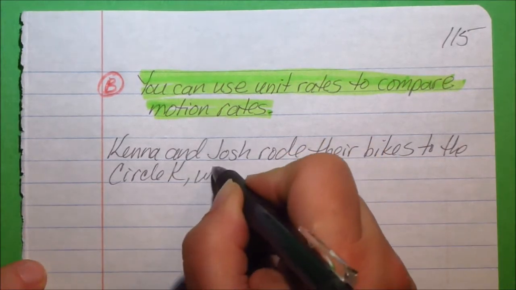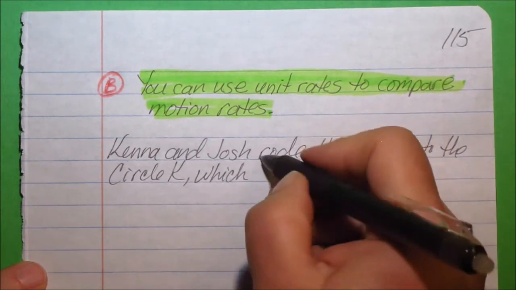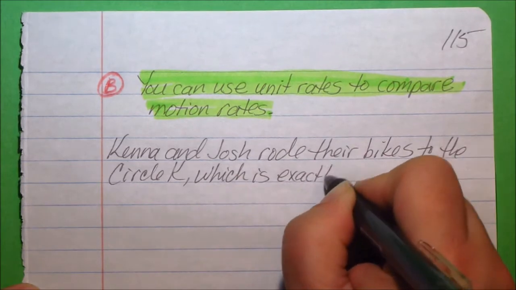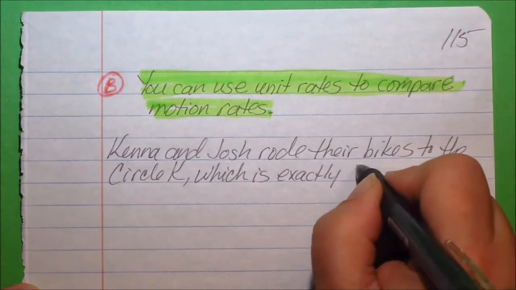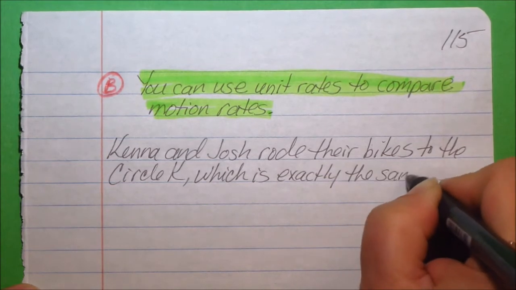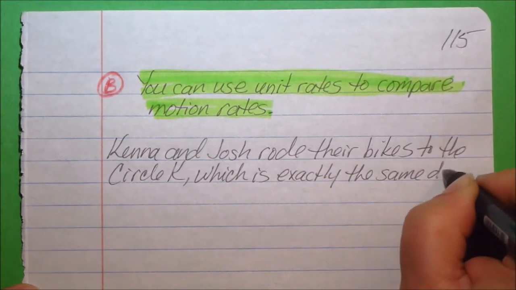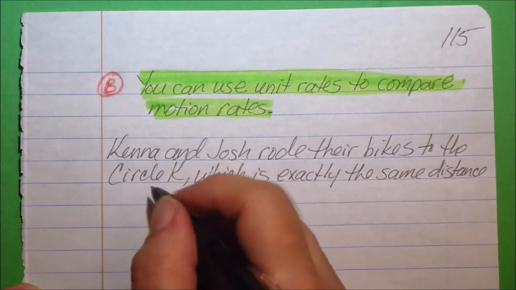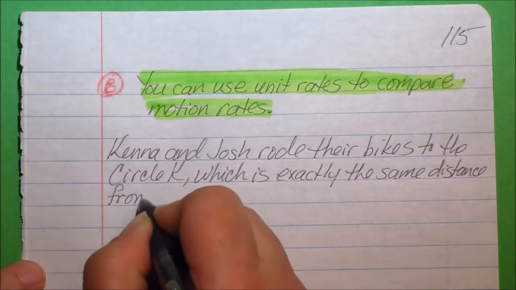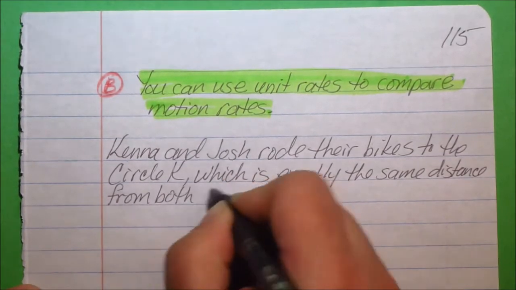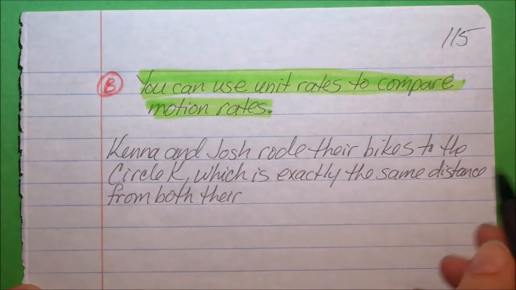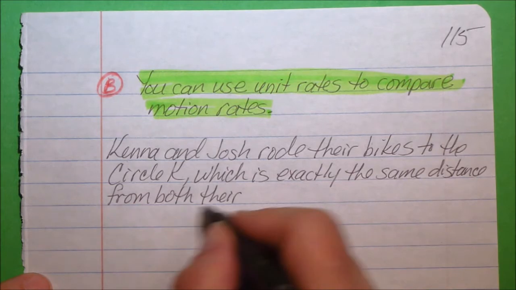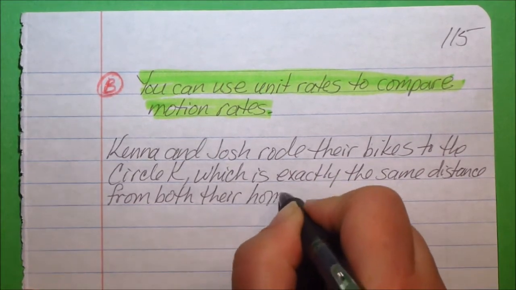So, which is exactly the same distance from both their homes. Gee, what are the chances of that? I know. But this is how math problems are. So they both rode their bikes to the Circle K, which is exactly the same distance from both their homes.